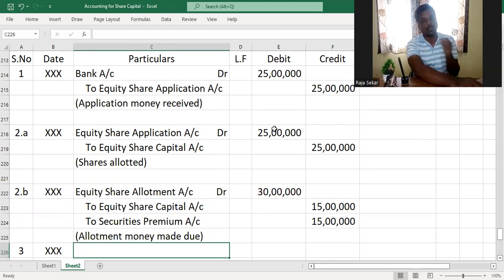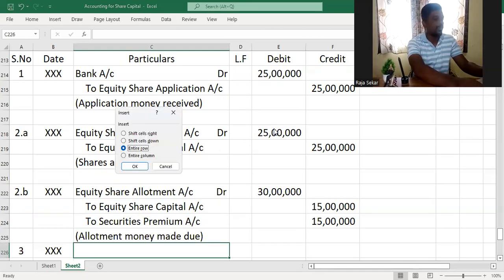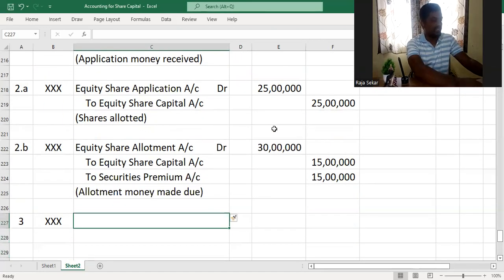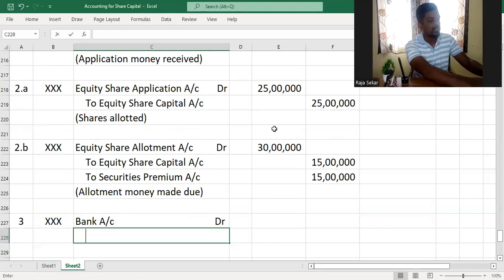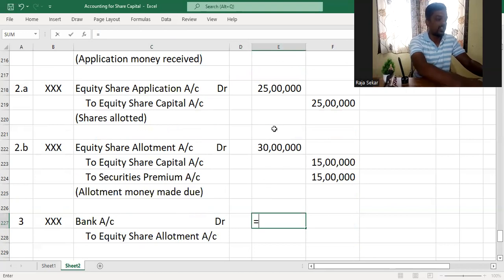We made due the allotment money. The next thing for us to do would be to receive the allotment money paid by the shareholders, and the journal entry is the same as usual. You're receiving money, so bank is debited, and it is against equity share allotment. So equity share allotment account will be credited as that asset is decreasing.